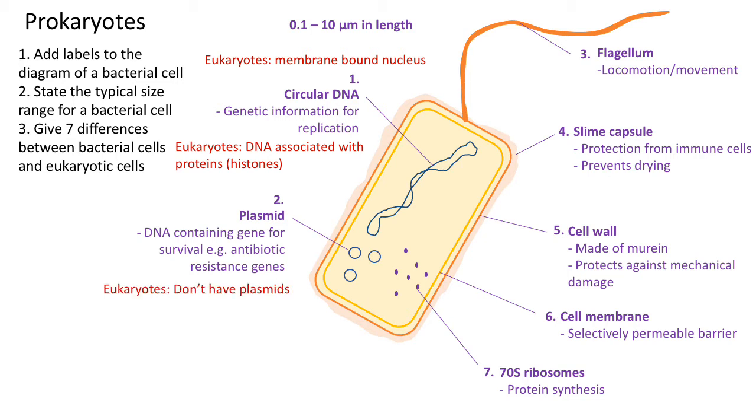Another. So bacterial cells have these plasmids, these circular, smaller pieces of DNA that have survival genes. Eukaryotes don't have plasmids.